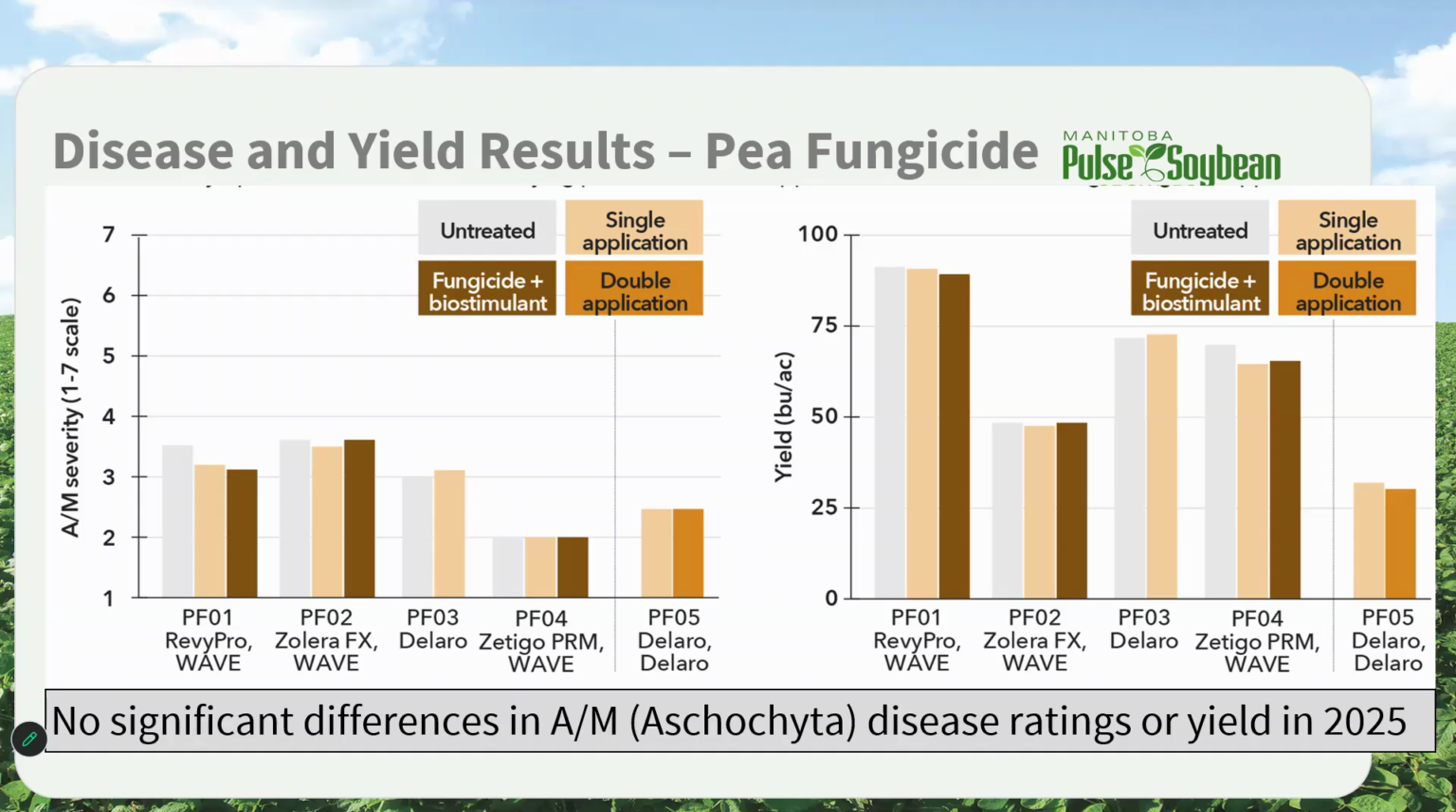And then on the right graph, we have the yield in bushels per acre, with the different treatments and trials along the bottom. And we didn't see any significant differences in yield between treatments either in 2025.